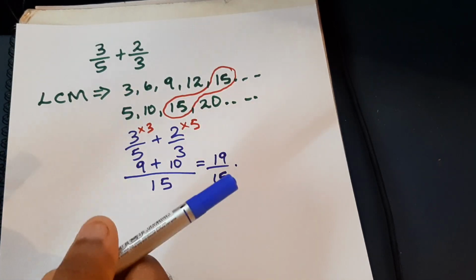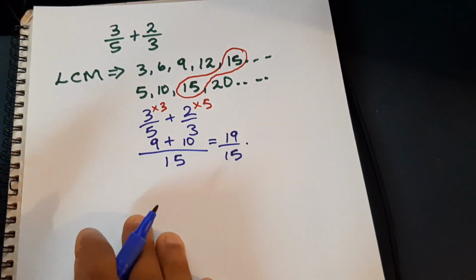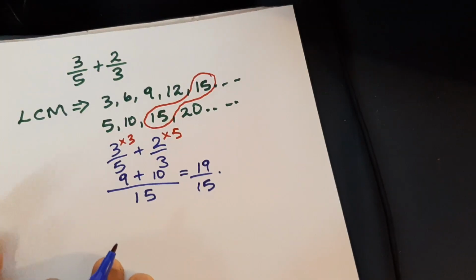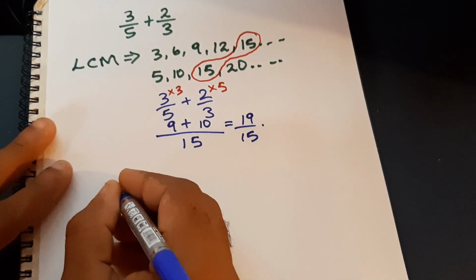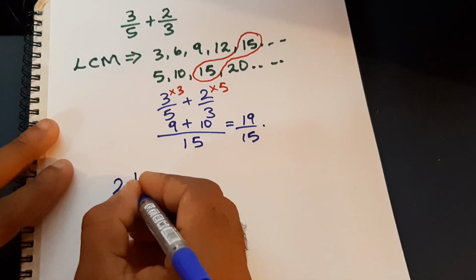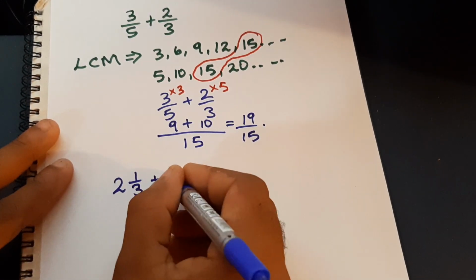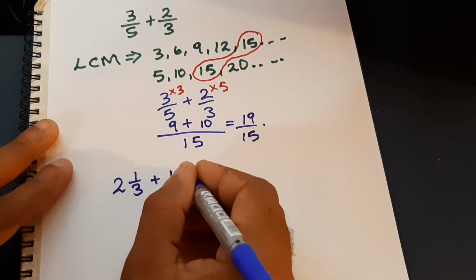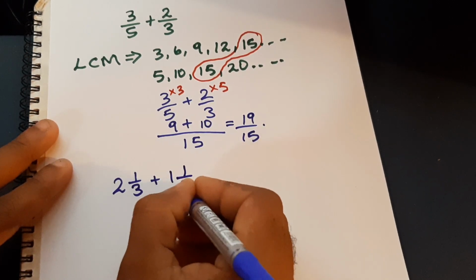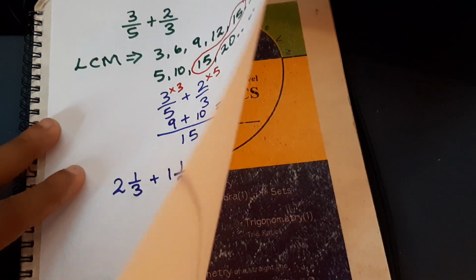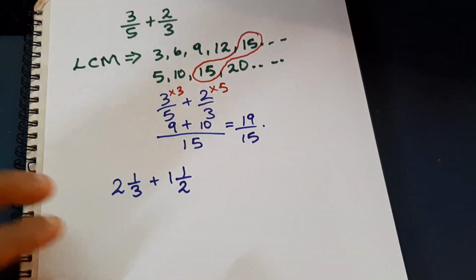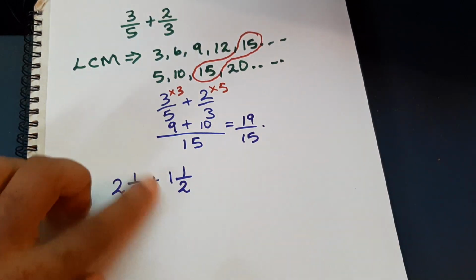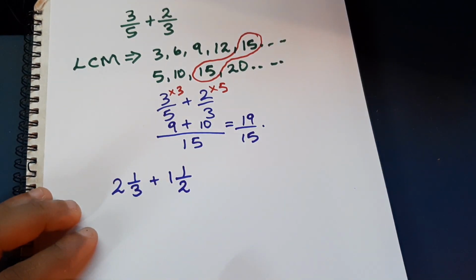fractional question when we're dealing with mixed numbers. So let's see. So we're dealing with some mixed numbers now. Let's say we're adding 2 and a third plus 1 and a half. Now the technique I'm going to show you to solve this question is we're going to change these mixed numbers or mixed fractions into improper fractions.